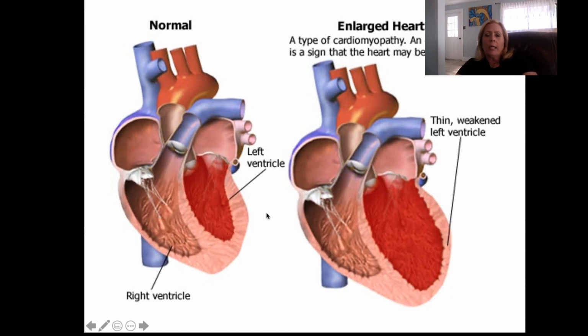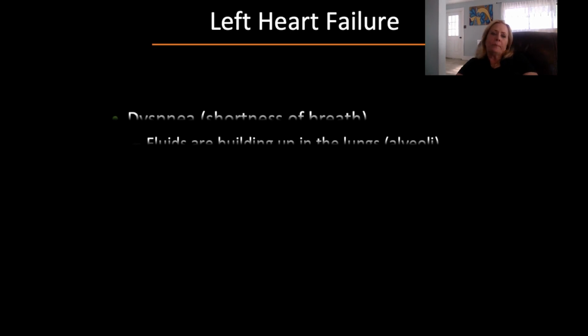You can look here on the left side and you can see normal left ventricular muscle, much thicker than the right ventricular muscle. But as we do this cardiomyopathy, the muscle is going to eventually increase in size, but then it starts to stretch out over time and the muscle thins. You can see the ventricle gets much, much larger than it's supposed to be, and it becomes very weak and overworked.